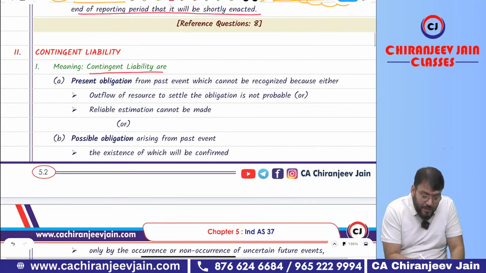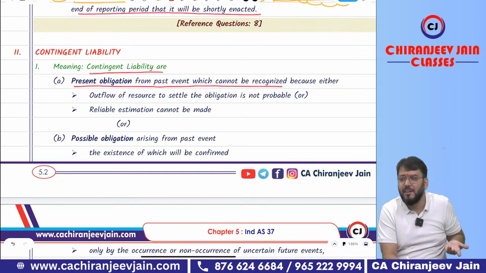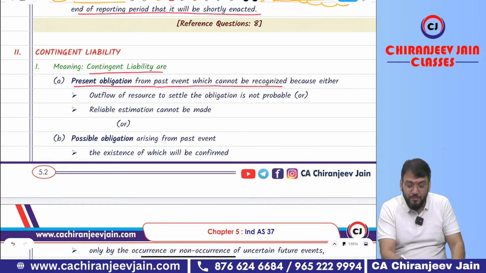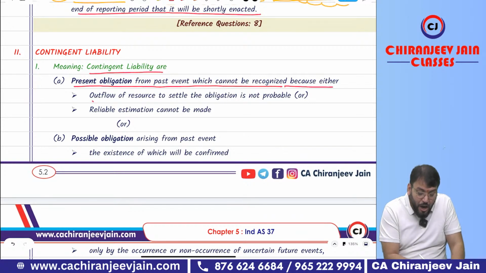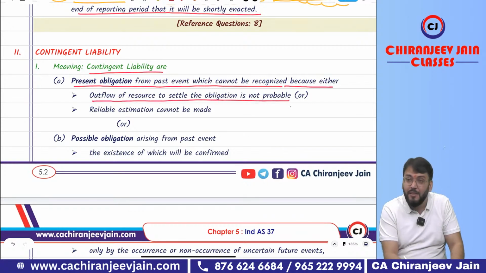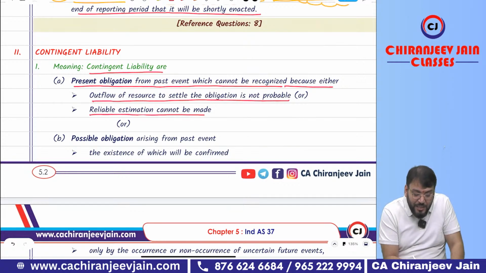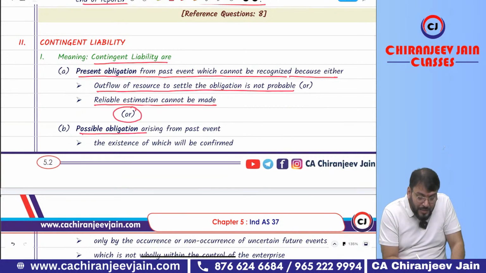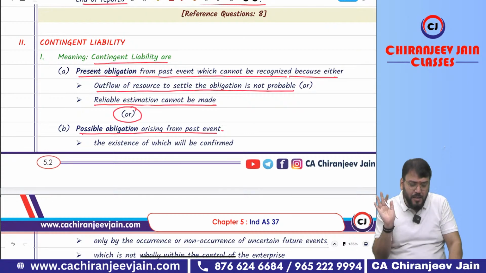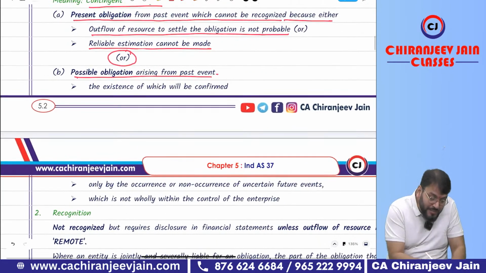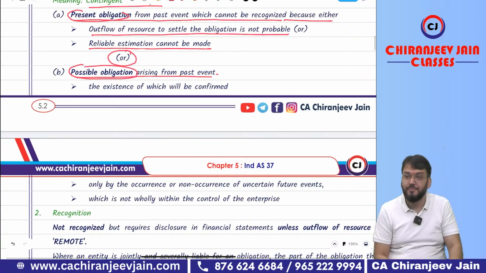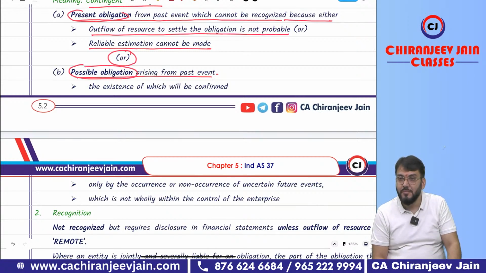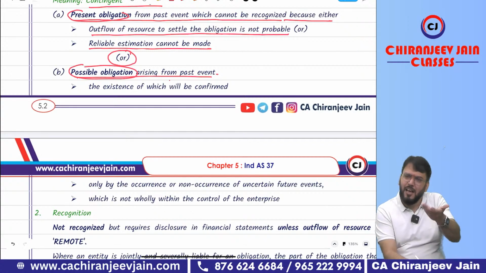Let's see what is given. The contingent liabilities are present obligations from past event which cannot be recognized as provision. We recognize only provision. Which cannot be recognized because either outflow of resource to settle the obligation is not probable or reliable estimation cannot be made. Understood? Or they are possible obligations arising from past event. If you write this much, done. Your keywords are present obligation and possible obligation. So all possible obligations arising from past event are contingent liability.